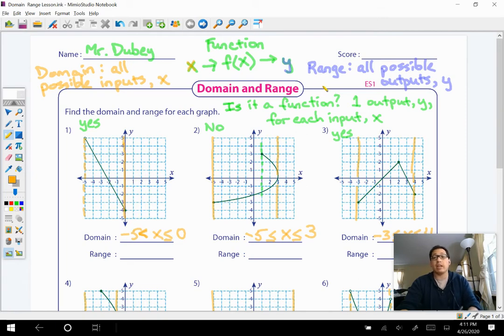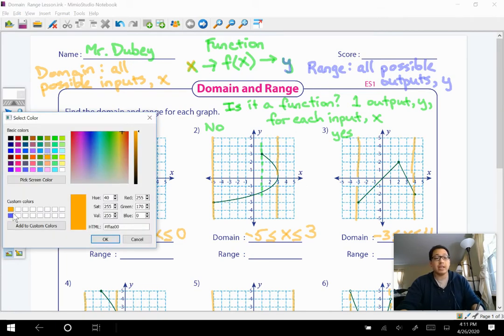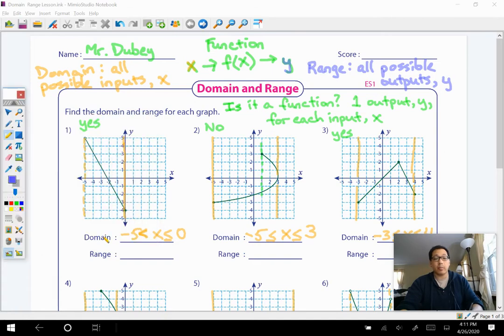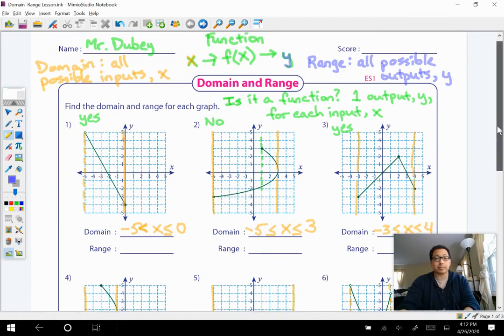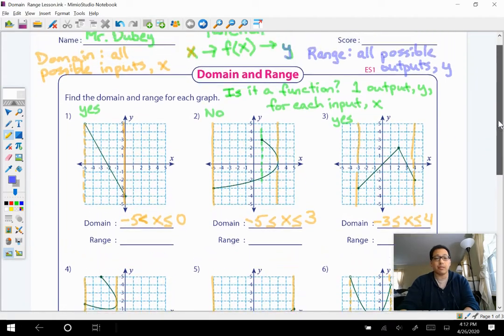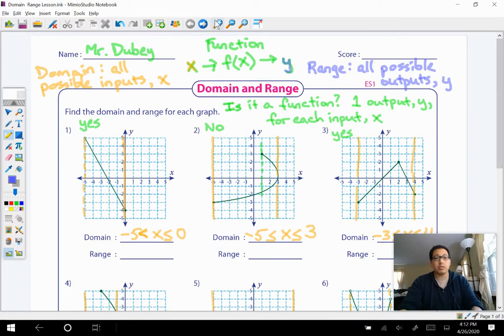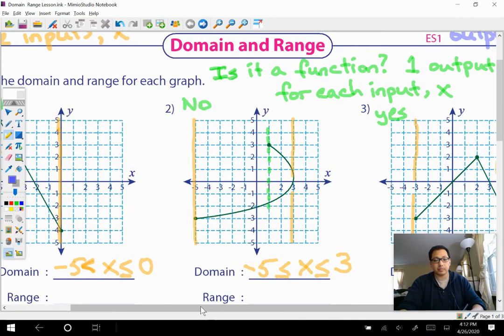Now we're going to look at range, and range is like the domain, but instead of the inputs, we're looking at the outputs or the y values. So what are all the possible y values? What are all the possible outputs? And it's very similar. So we could say for this graph, let me zoom in a little bit closer here.